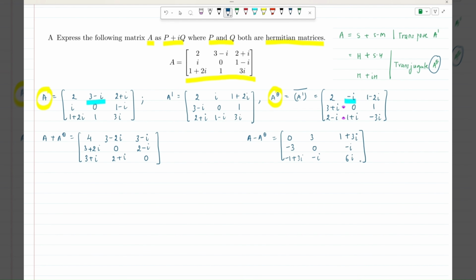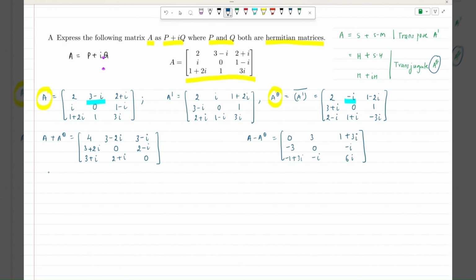So here we have got A plus A raised to theta and A minus A raised to theta. Now going back, we need to write down A as P plus i into Q, where P and Q both are Hermitian matrices. So we have got two new matrices. We are going to check whether these are Hermitian.